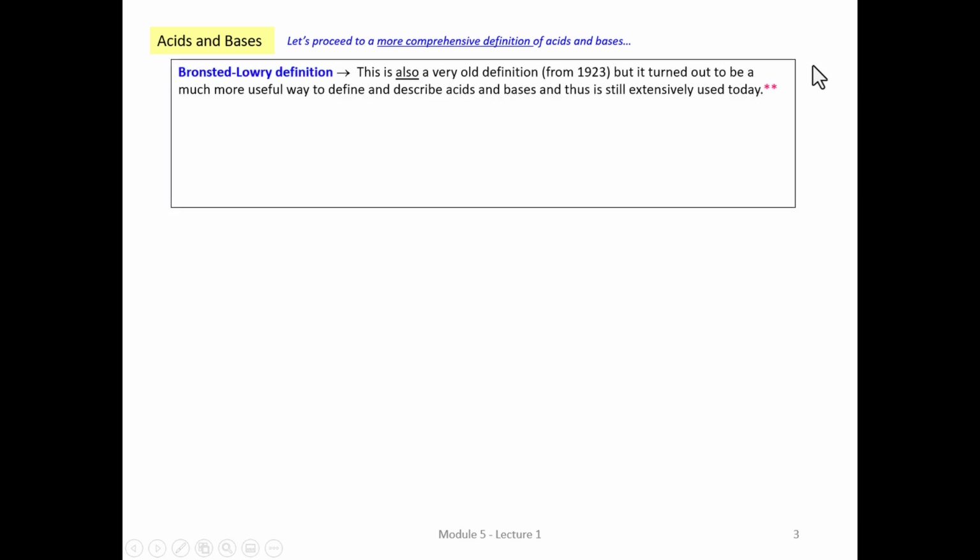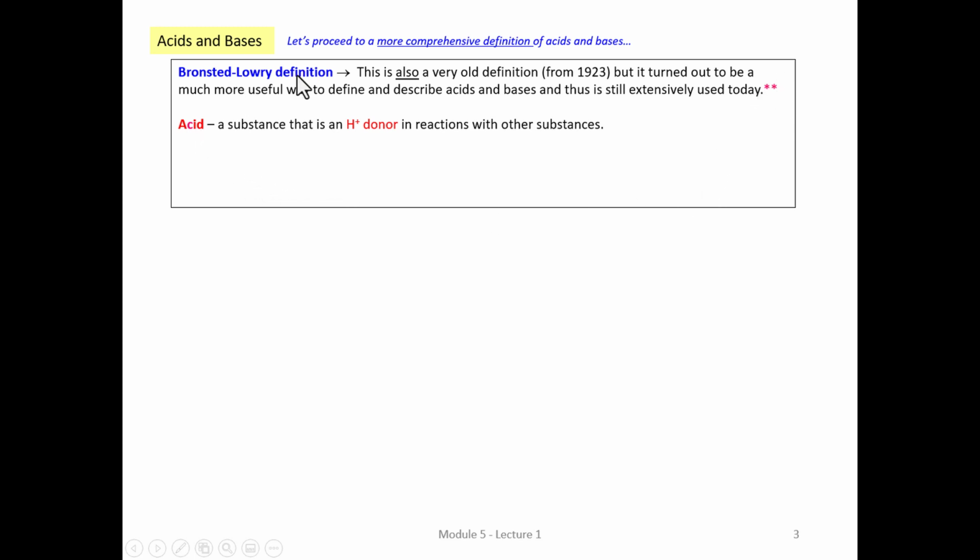Well, let's proceed to what turns out to be a more comprehensive definition of acids and bases, and one that we'll use for the most part exclusively in this course, although there'll be one more definition that we'll mention in a minute. This more comprehensive definition is called the Bronsted-Lowry definition. Now, this is also a very old definition from way back in around 1923, but it turned out to be a much more useful way to define and describe acids and bases, and thus is still extensively used today. I have a little footnote we'll talk about in a second.